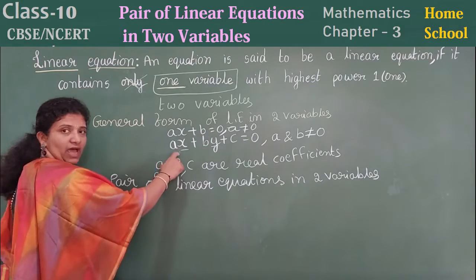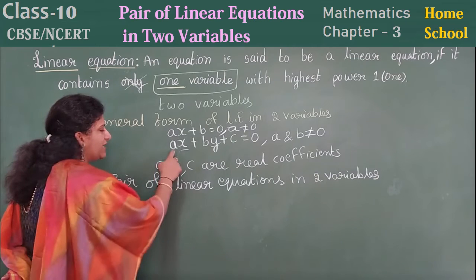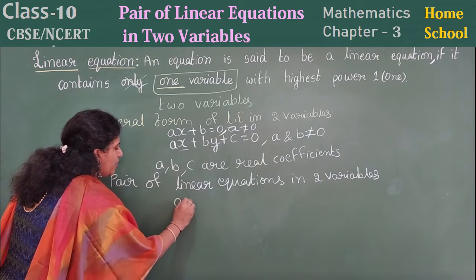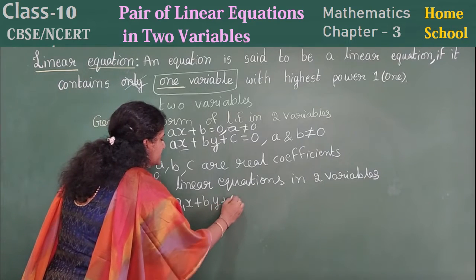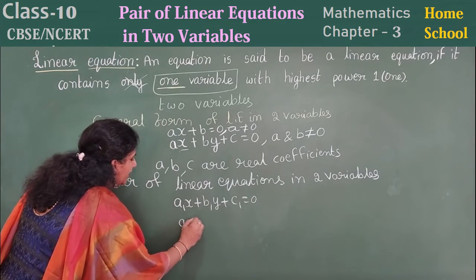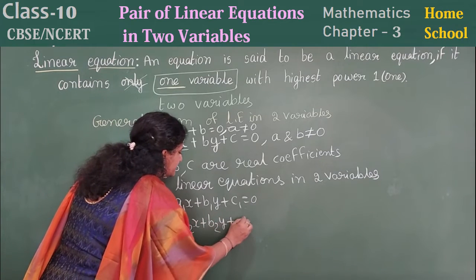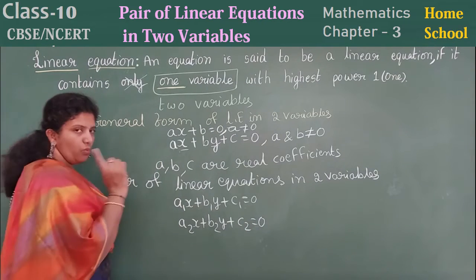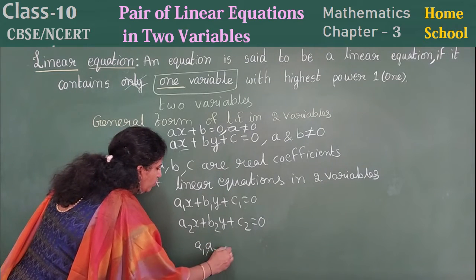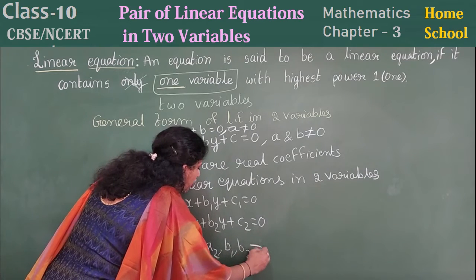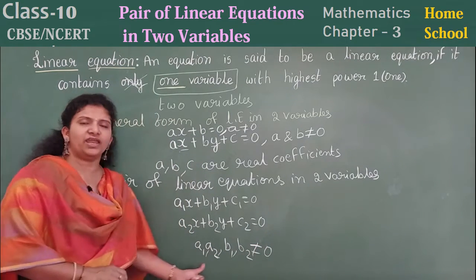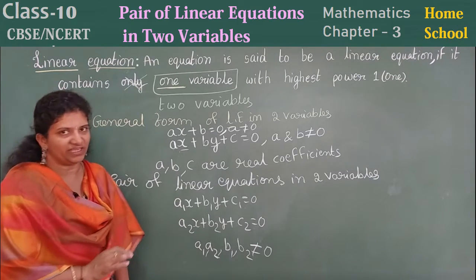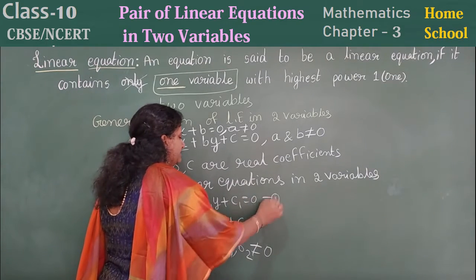Okay, so same I am going to write here. How am I going to write? I don't use a two times. So instead of a, I may write a number for it. That is a1x plus b1y plus c1 equal to 0 and a2x plus b2y plus c2 equal to 0. These are the pair of linear equations where a1, a2, b1, b2 cannot be equal to 0. Then only it becomes a pair of two linear equations. So let's mark this as 1 and this as 2.